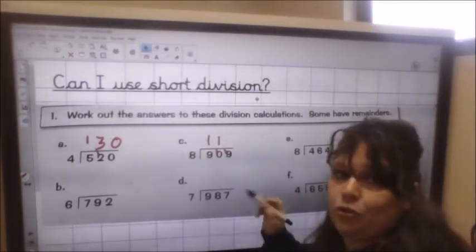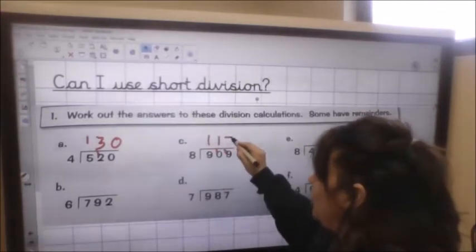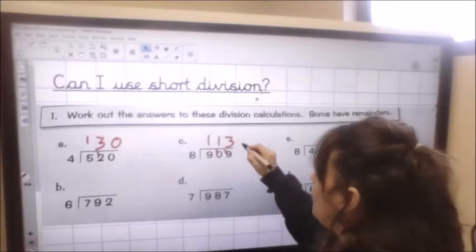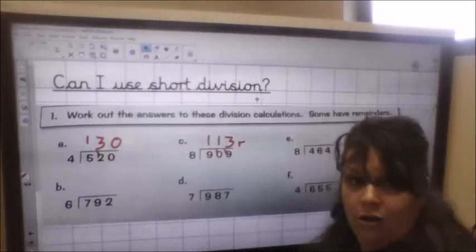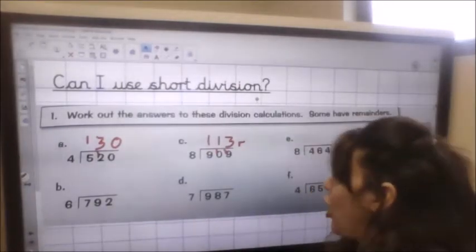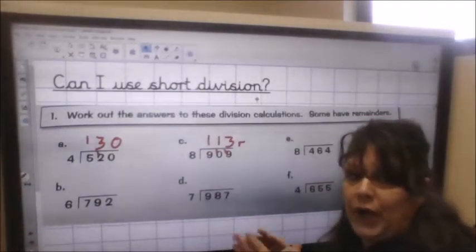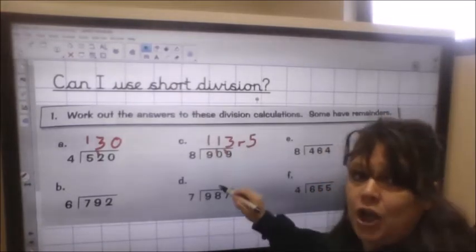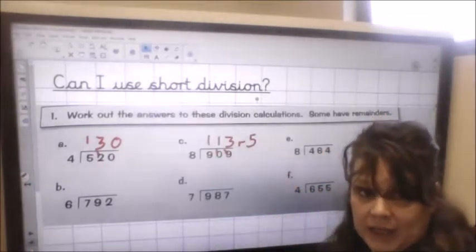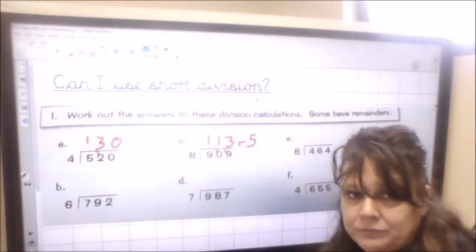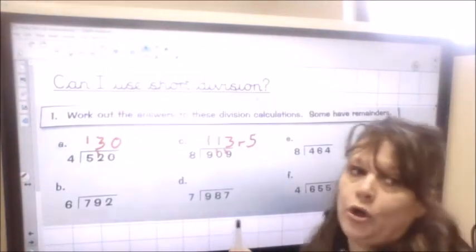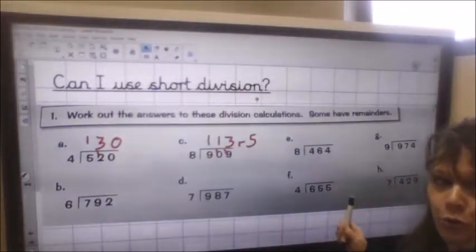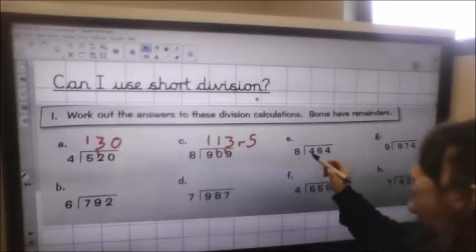And 8 into 29 goes 3, which is 24. Okay, remainder, so we put a little r, and we've got the difference between 24 and 29 is 5. So it's 113, remainder 5. Okay, I'll do one more, and then you're going to have a go at the others on the board. So let's do this one.